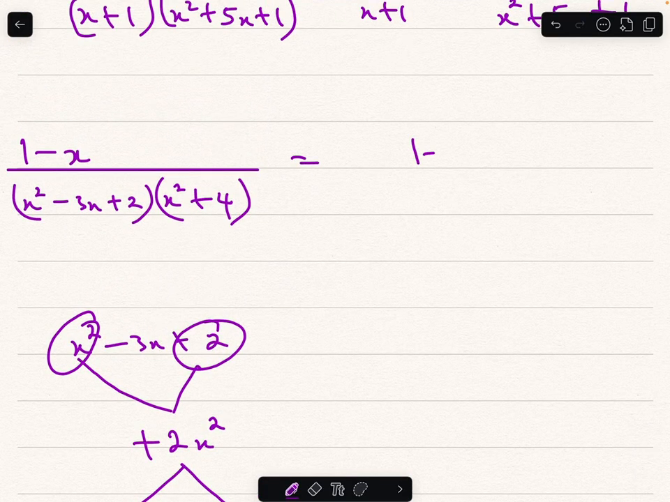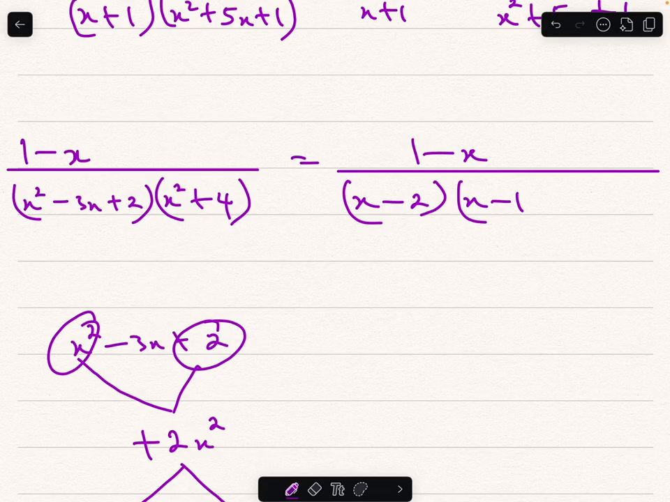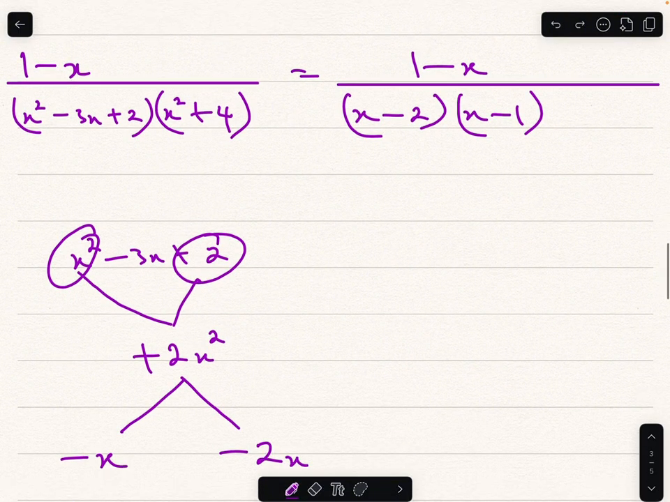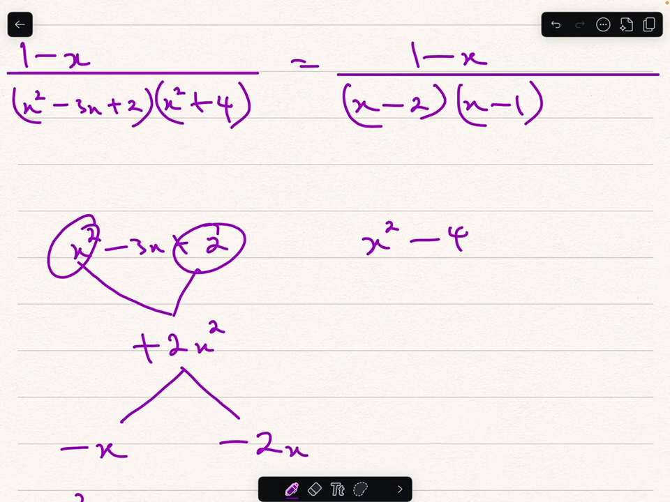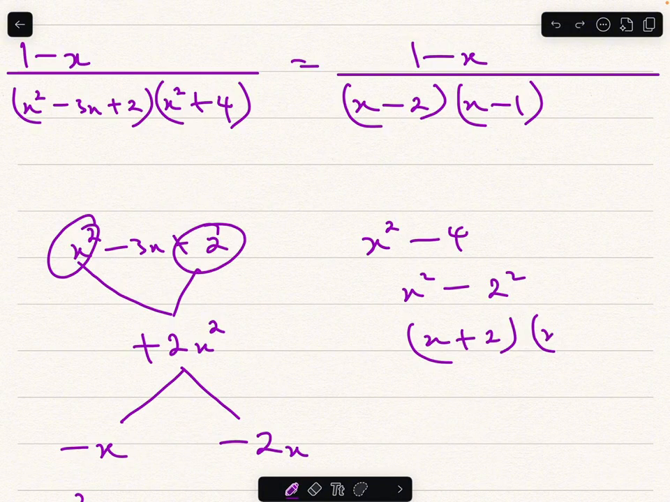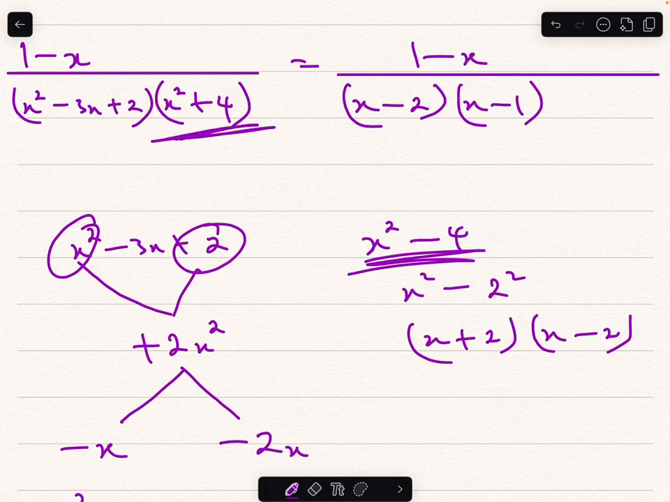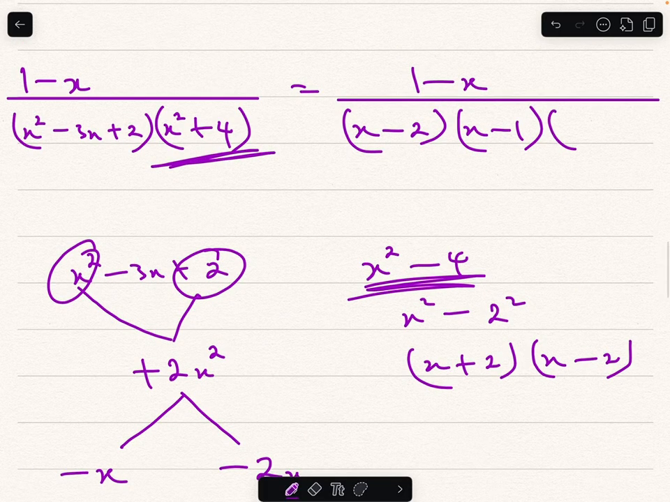This is the same as 1 minus x all over x minus 2 times x minus 1. Now x squared plus 4 cannot be factorized. It's not factorizable. It's different from x squared minus 4. x squared minus 4 is x squared minus 2 squared, which is the difference of two squares, and that will be x plus 2 times x minus 2. x squared minus 4 is factorizable, but x squared plus 4 is not factorizable. So I'll leave it as it is, x squared plus 4.